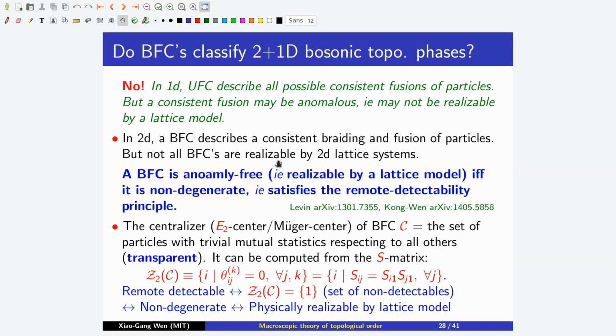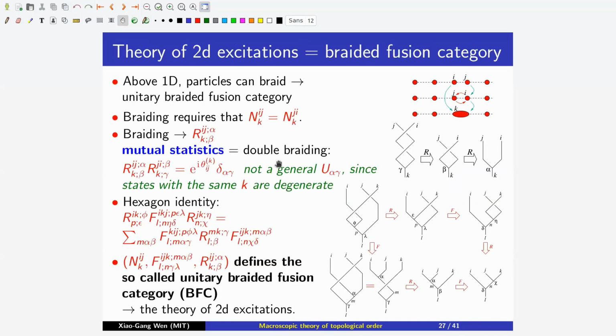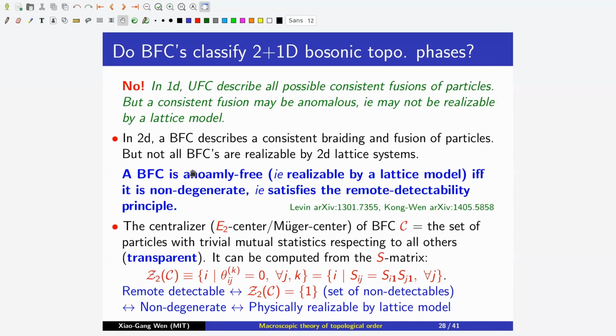So therefore, we have to choose a particular braided fusion category such that the mutual statistics angle is non-trivial between every pair of particles. Actually, there's a non-trivial mutual statistics between every pair of particles, something like that. And this kind of non-degenerate braided fusion category is called a modular tensor category. So just all different names. Only a subset of braided fusion categories is non-degenerate and may correspond to a topological order.